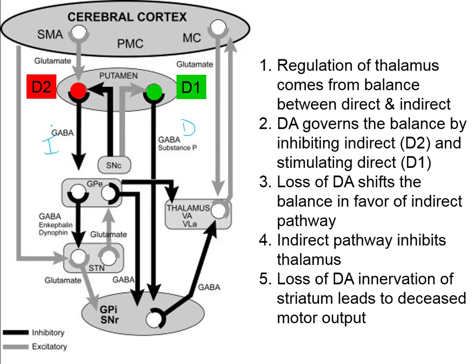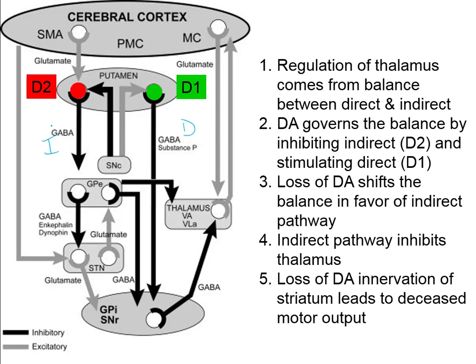If you lose the dopamine, what happens? If I take away dopamine, what happens to the direct pathway? It goes down because dopamine is driving it. And what happens to the indirect pathway? It goes up because you remove the inhibition from dopamine. And now you have more in the indirect pathway than the direct pathway. And what do you end up with? Decreased movement, slowed movement, difficulty initiating movement.